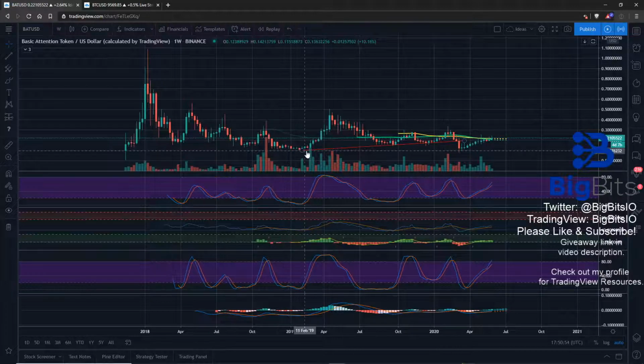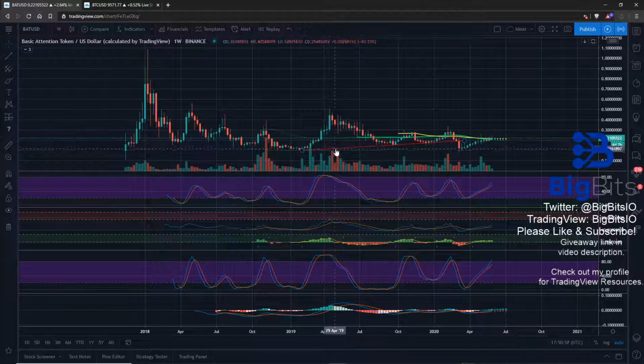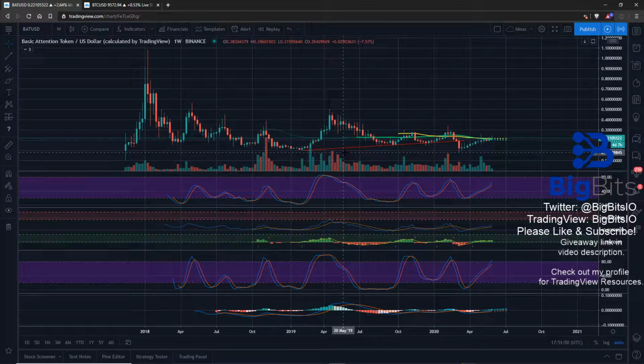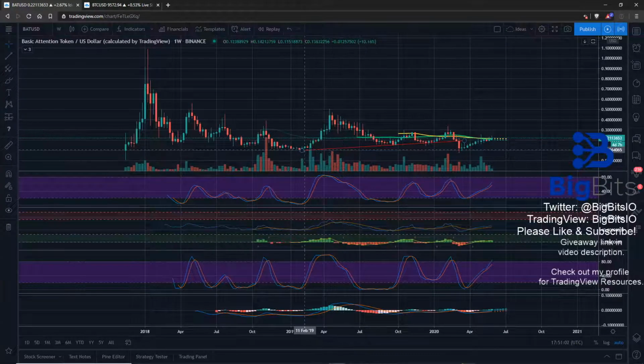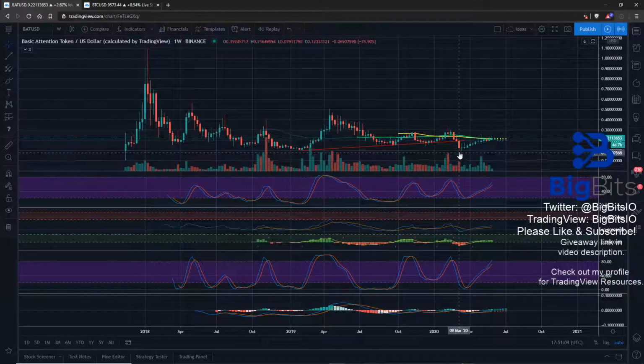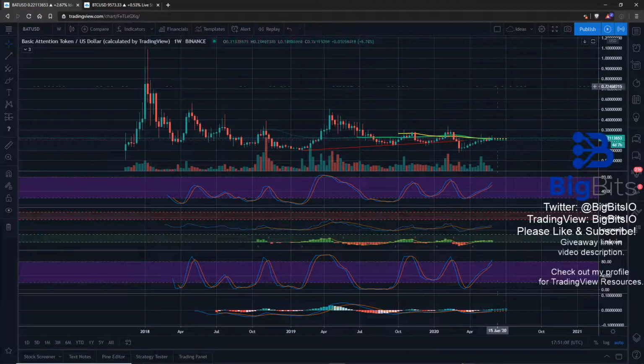It's hanging in there really well. It's at a higher low there on the close. Yeah, so that was a higher low on the close. It did wick below that. I wish I was able to buy that at the time. I missed it. It happened really quick.